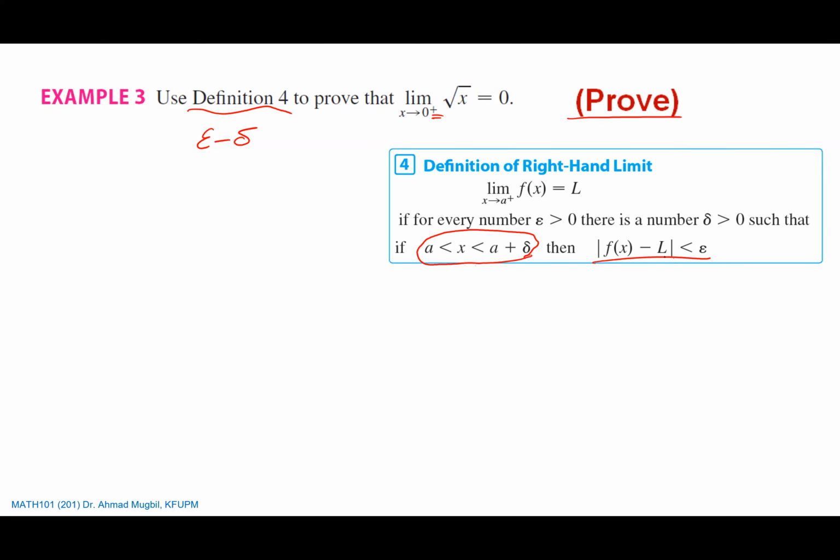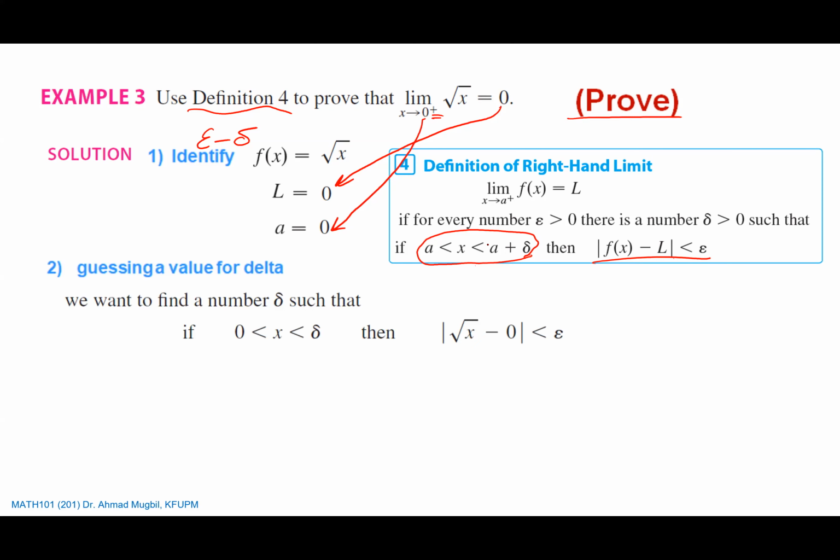If this, then this. So step number 1, you will identify what is your function. Your function is square root of x. L, this is L. A, this is A. Both of them are zeros. Now come here and substitute. Now you will guess a value for delta. So if x is greater than 0, this is 0. 0 plus delta is delta. So if x is between 0 and delta, then we should have f of x minus L, L is 0, less than epsilon.